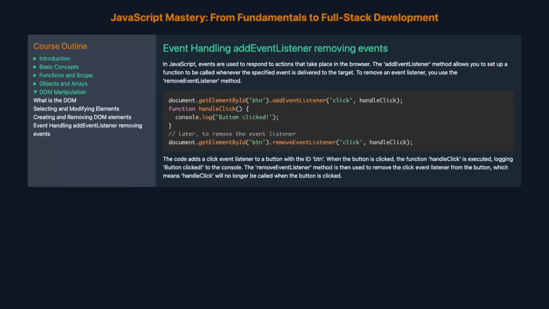Event handling: addEventListener, removing events. In JavaScript, events are used to respond to actions that take place in the browser. The addEventListener method allows you to set up a function to be called whenever the specified event is delivered to the target. To remove an event listener, you use the removeEventListener method. The code adds a click event listener to a button with the ID btn. When the button is clicked, the function handleClick is executed, logging button clicked to the console. The removeEventListener method is then used to remove the click event listener from the button, which means handleClick will no longer be called when the button is clicked.